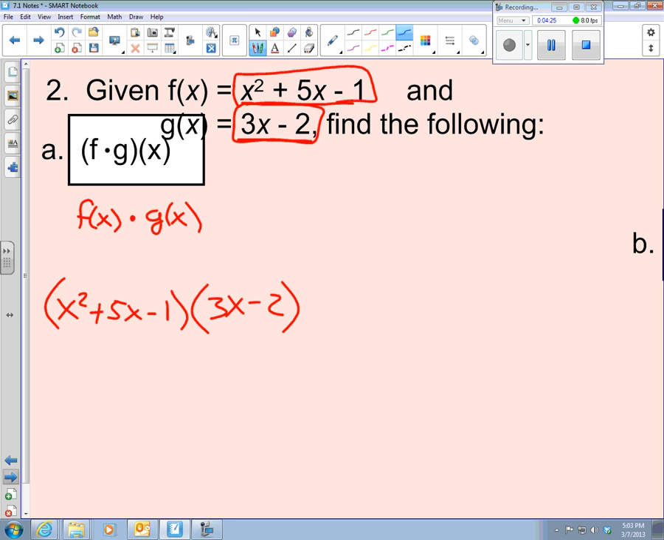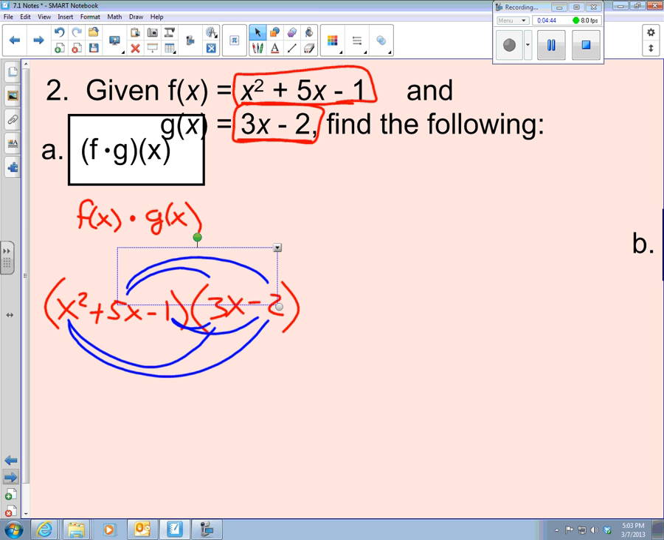I could say, I think this would be the long way. I'm going to show you both ways. You could take x squared and multiply it by every term inside the other parenthesis, and then take 5x and multiply it by every term inside the parenthesis, and then take the 1 here and multiply it by every term inside the parentheses. But what I'm saying, and I think is a little bit easier, is this.